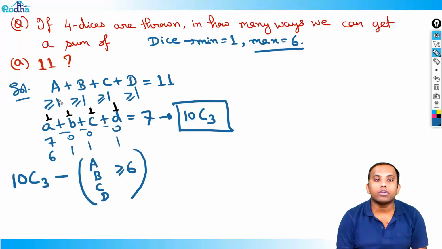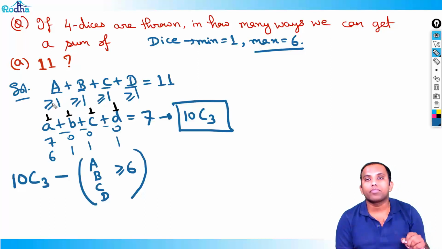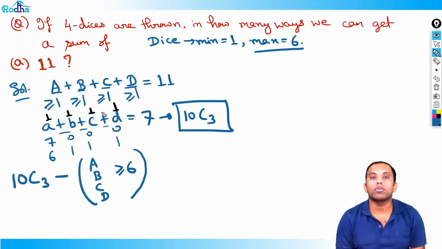Again, because A, B, C, D are the numbers appearing on the dice. A should be at least 1, so I've already given one to A. That means A can take 5 more, because one is already given. One dice can have a maximum value of 6, but I cannot give 6 more to A. I cannot give 6 to B either, because all have got 1, 1, 1, 1. If they become 6 now, it will become 7, and they can't be 7. So 10C3 minus the cases where A, B, C, D are greater than or equal to 6. Okay, fine.